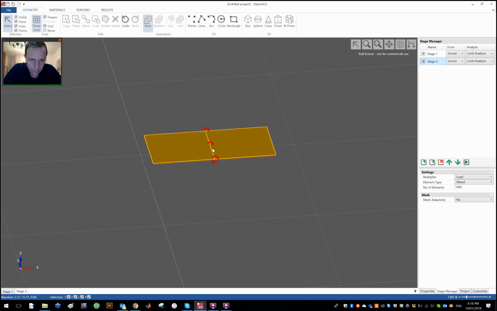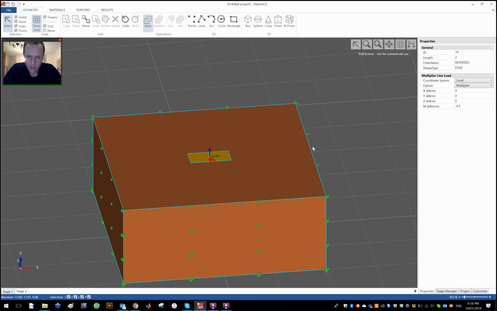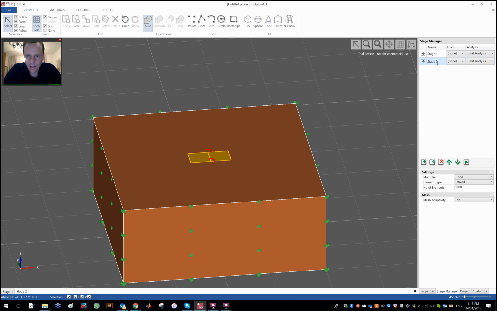So the local coordinate system, you can see that as well, is here. So minus 0.5 corresponds to a moment in this direction using the right hand rule. Okay, so that's pure vertical and pure moment, and then we could of course have a combination of the two.